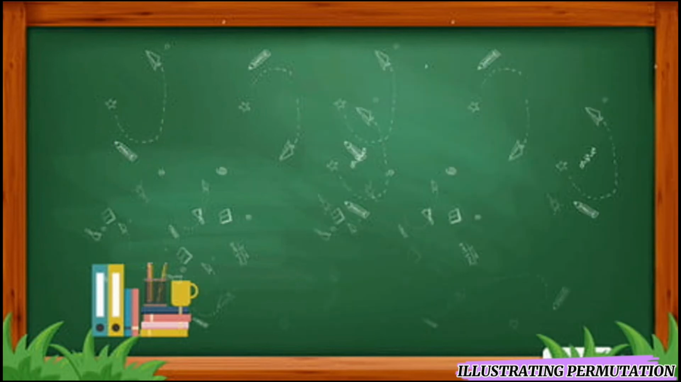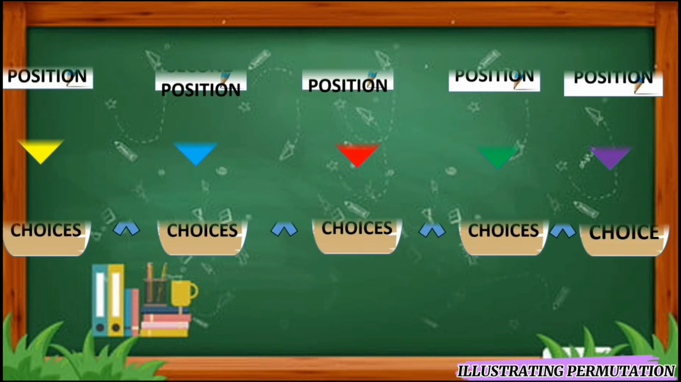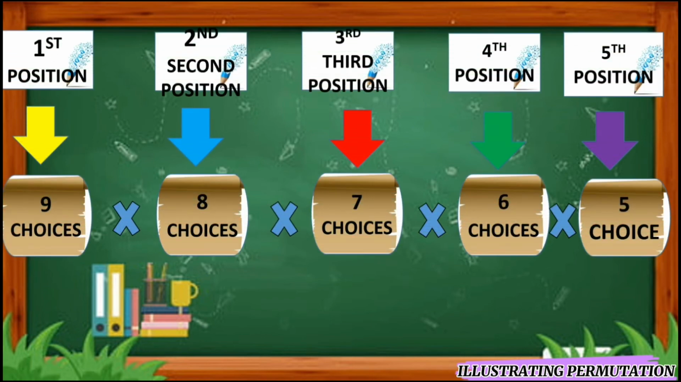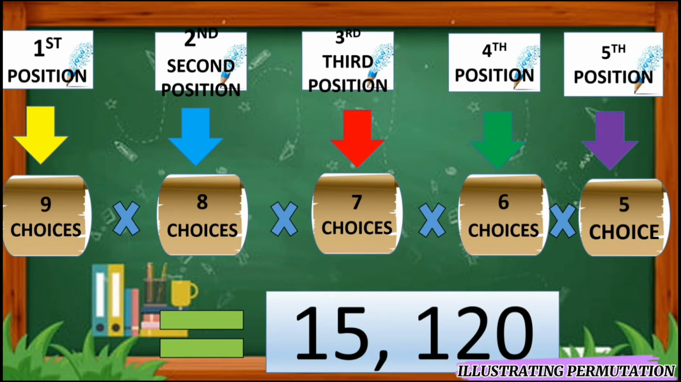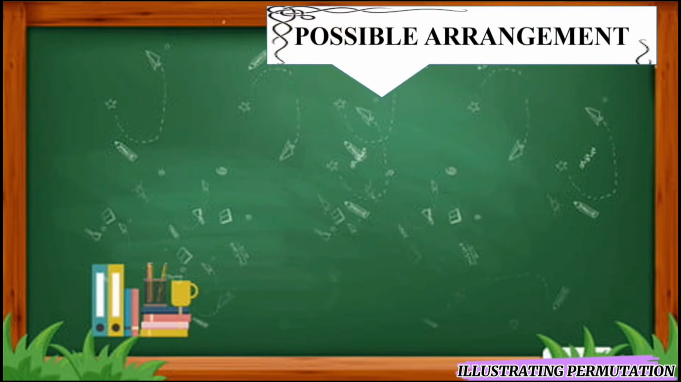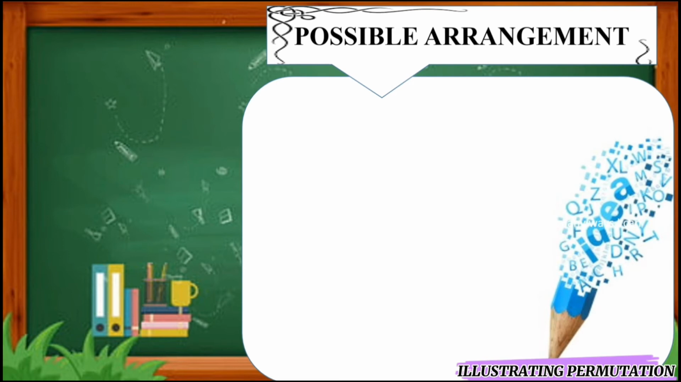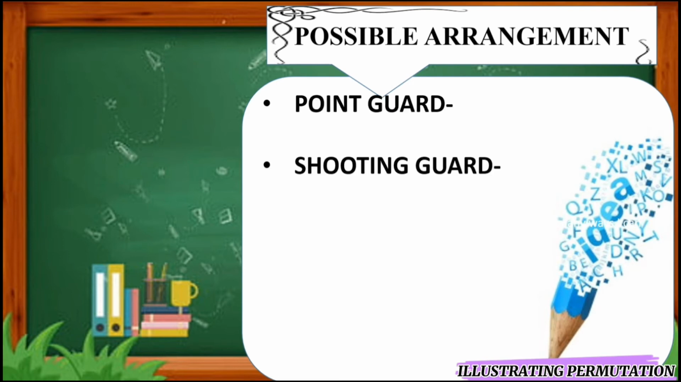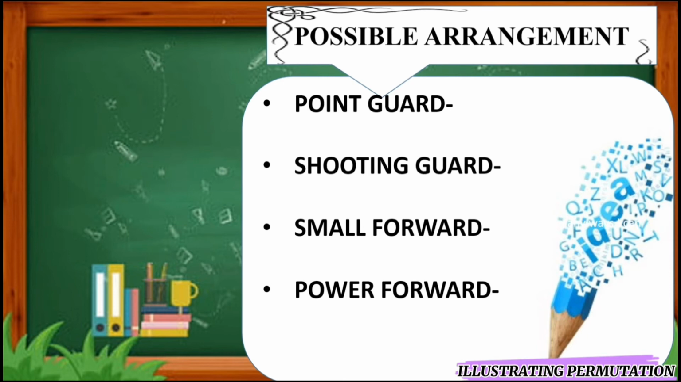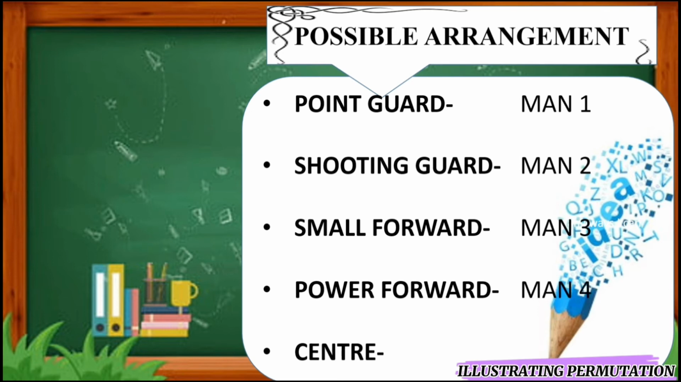What is your answer? Very good. Using the fundamental counting principle, there are 15,120 ways. Can you give one possible arrangement? You are right if you have this answer. First position, second position, third position, fourth position, and fifth position, you have man 1, man 2, man 3, man 4, or man 5. This is one possible arrangement out of 15,120 ways.